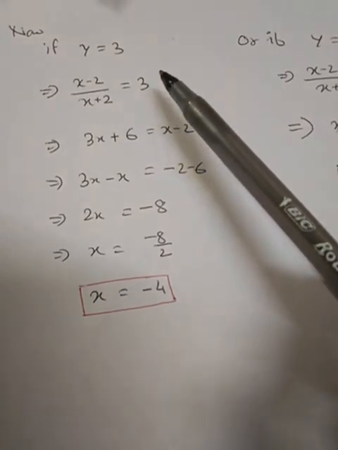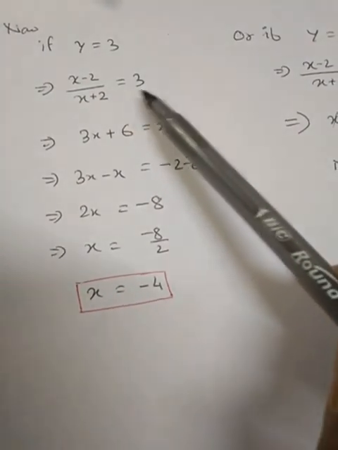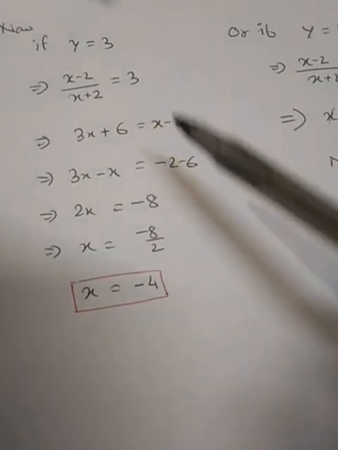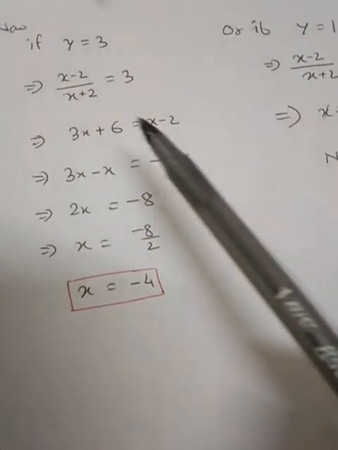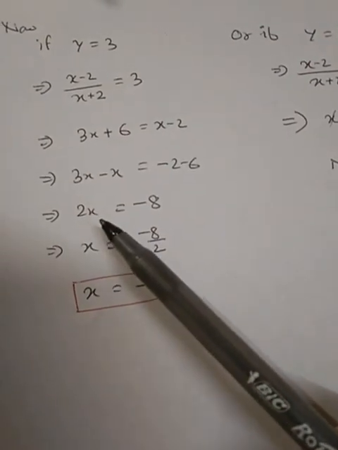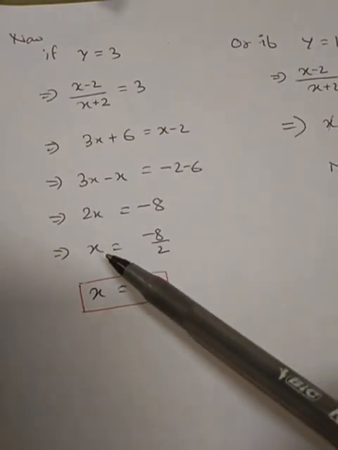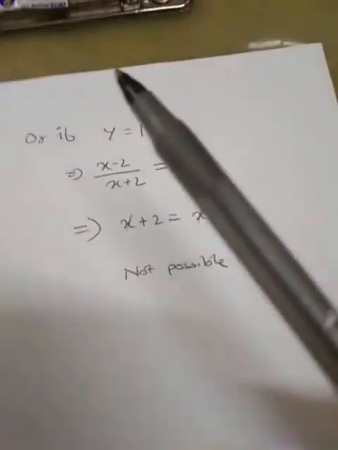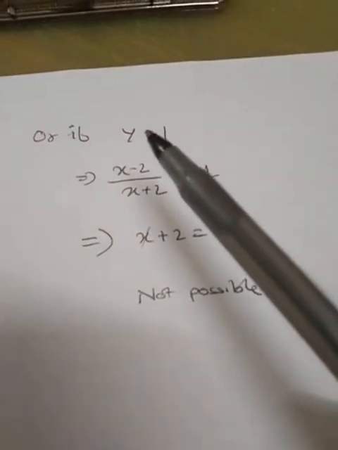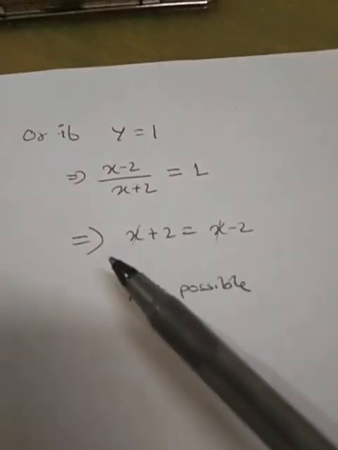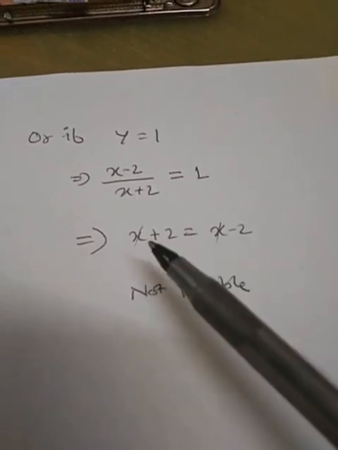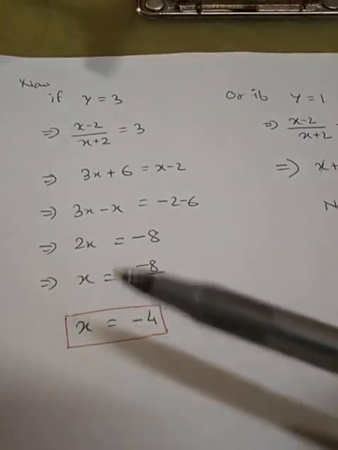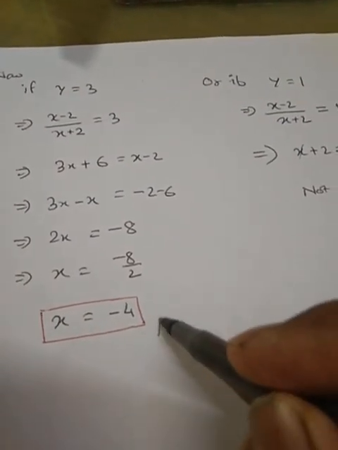Cross multiplying, 3x plus 6 equals x minus 2, because below we have 1, so 1 into this will be the same. Then this x will come to the left side, 6 will go to the right side. So then 2x equals minus 8, and x equals minus 8 by 2, so x is minus 4. And if we take y equals 1, in place of y if we write this and cross multiply, both x will cancel out, and from here we won't get any value of x. So we'll take x equals minus 4. This will be the required answer.